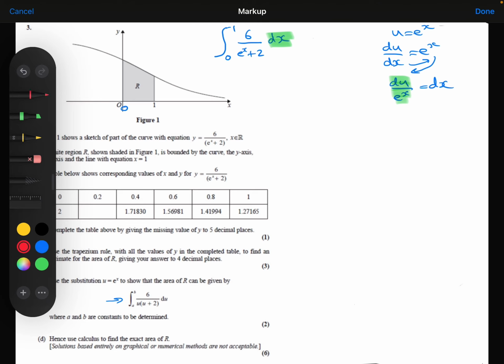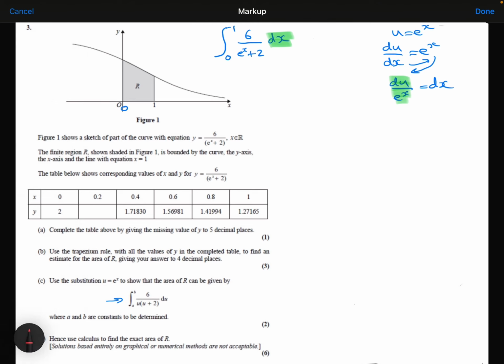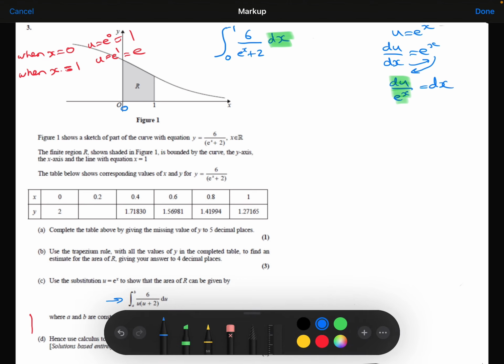Now let's consider the limits. So when x equals 0, u equals e to the power 0, which is 1. The upper limit, when x equals 1, u equals e to the power 1, which is e. Right, let's take our integral then and make all of these substitutions. So like I said, the lower limit is 1, the upper limit is e.